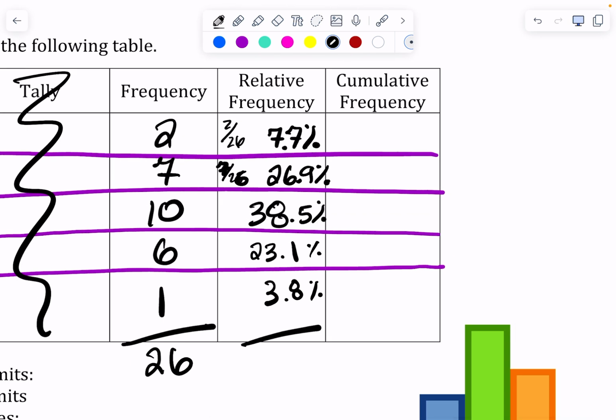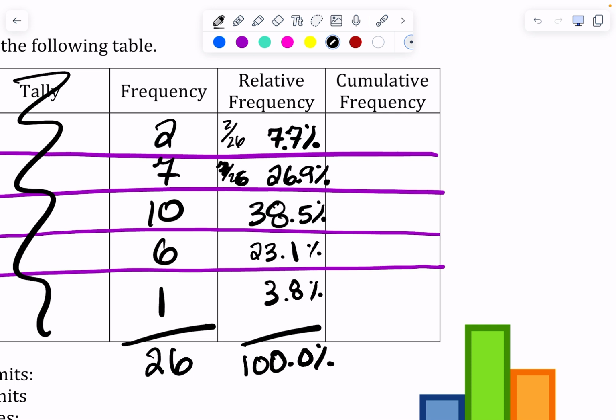It's 100%. Perfect. Now, will it always be 100% every time? It should be 100 or 99.9 or 100.1, depending on how you round, because sometimes it might just shove it right over. But it should be right close to 100%.